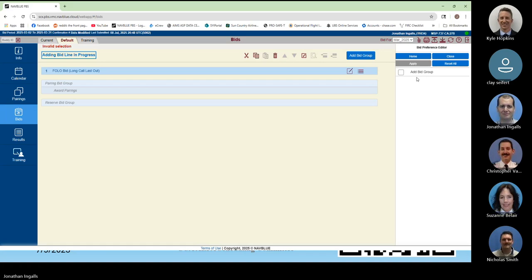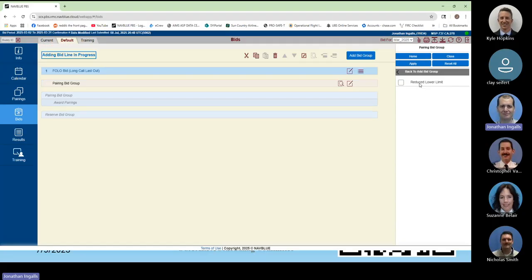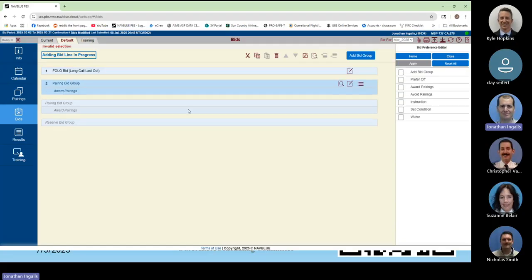Yep. All right, next, we're going to add another bid group. Let's add a pairing bid group. We hit apply. So we should see line 1 follow, line 2 pairing bid group, and below pairing bid group, it's blue and it says award pairings.